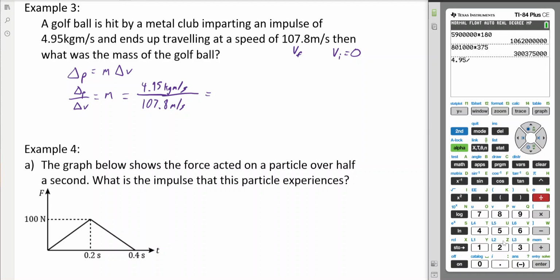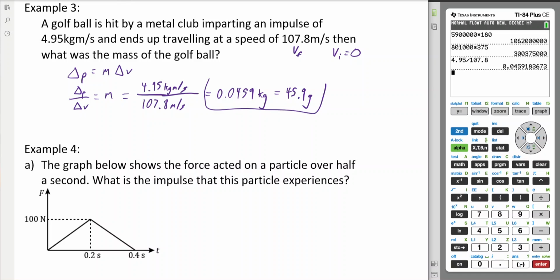4.95 divided by 107.8. And we should have 3 sig digs. So 0.0459. What are we looking for? Kilograms, which if we convert that to grams, it's 45.9 grams. So either of those answers is fine.